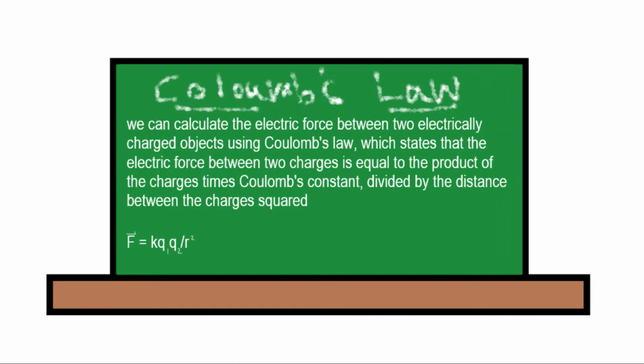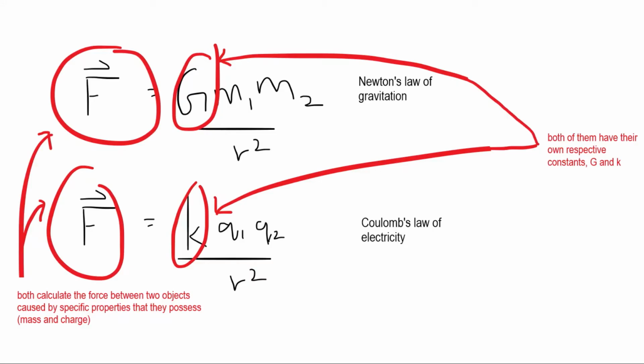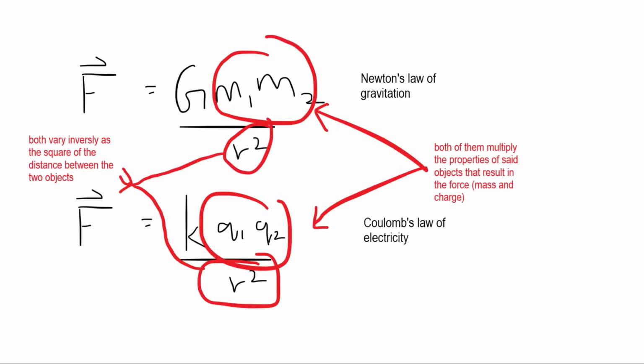This law was formally formulated by Charles Augustin de Coulomb. The force between two charges is equal to the product of the charges times a constant, Coulomb's constant, divided by the distance between them squared. This equation looks suspiciously similar to that of Newton's law of gravitation. They both calculate a force between two objects. They have their specific constants, they multiply specific properties of the objects, mass and charge, and the product is divided by r squared. However, there is a conspicuous difference between the two.